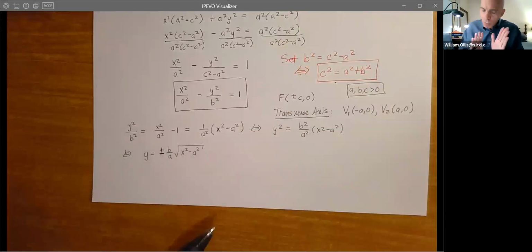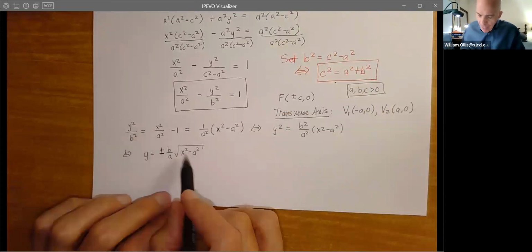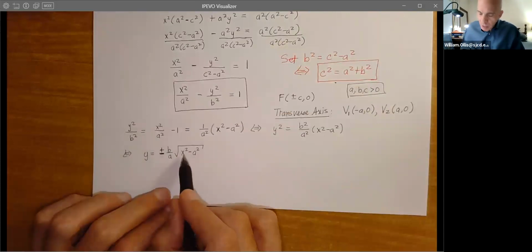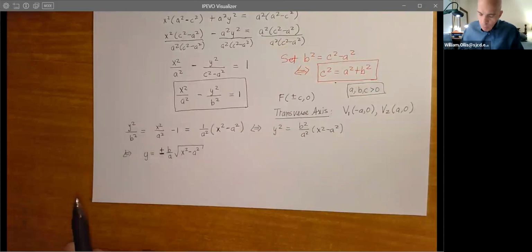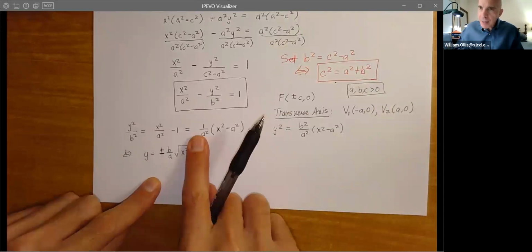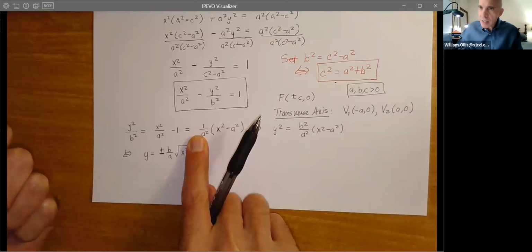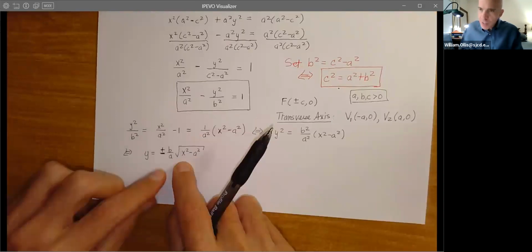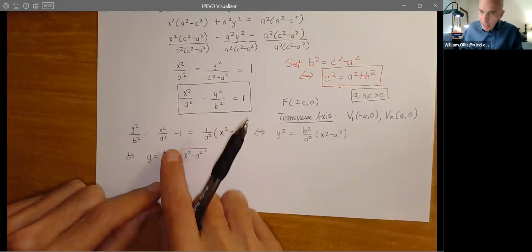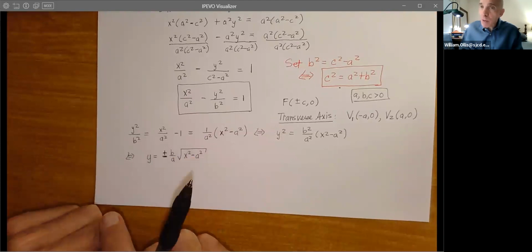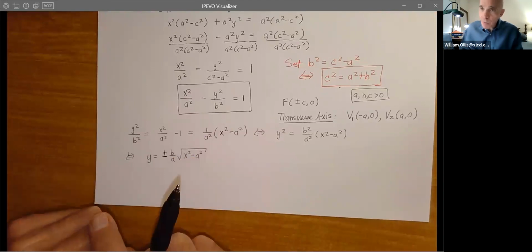So then you think, so what are you trying to say, Professor Ron? Well, look at this. X is the only variable. So as x gets really large, this a squared here just kind of fades into oblivion. And so basically we just end up with something like this. And you're thinking, oh, that's really like the square root of x squared, when x is positive, that's just x. So basically what's happening is that the curve is approaching the line (b over a) times x as x becomes arbitrarily large. That's a slant asymptote.